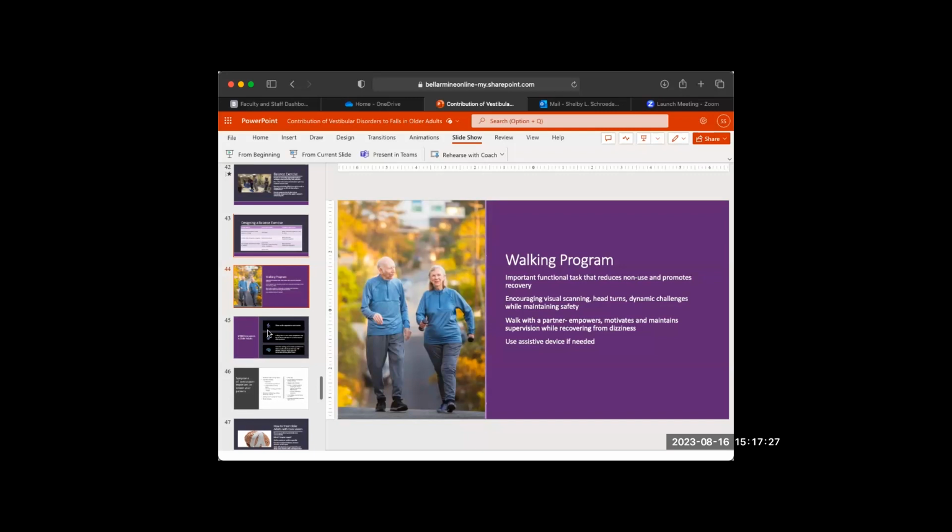It helps to walk with a partner. This can empower them and motivate them and maintain some supervision while recovering from their dizziness. And if they need to use an assistive device outside of therapy, that's fine, like a cane or a walker. It's very important to get out and move.